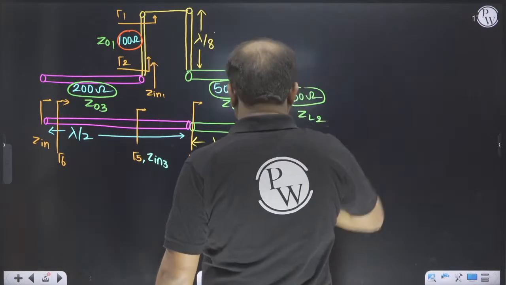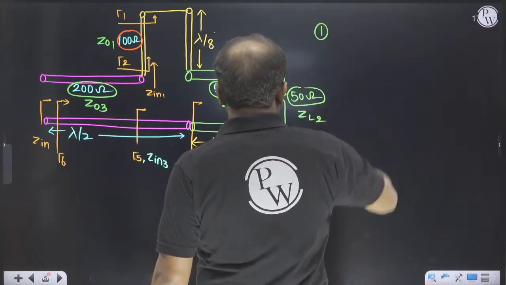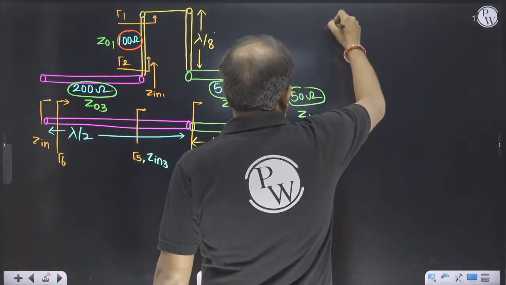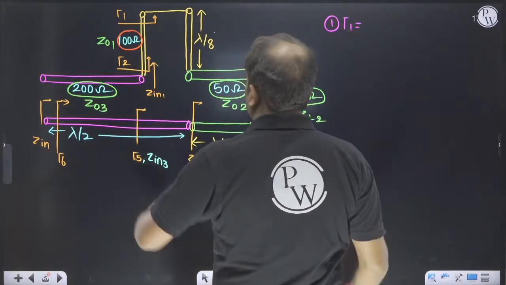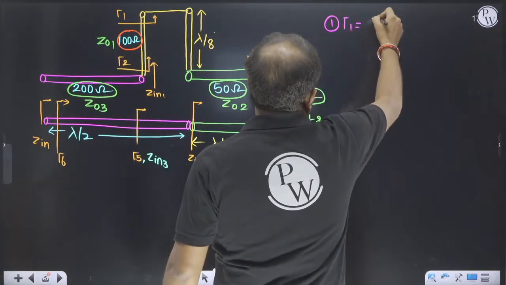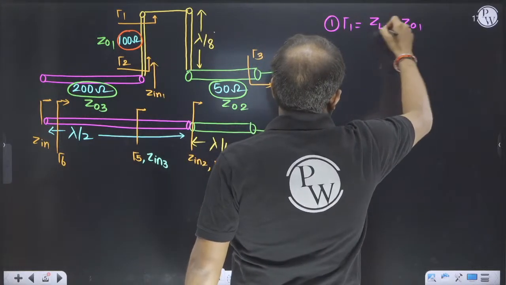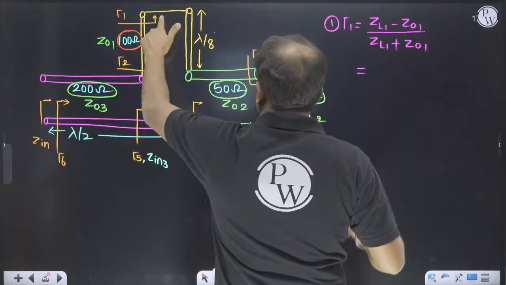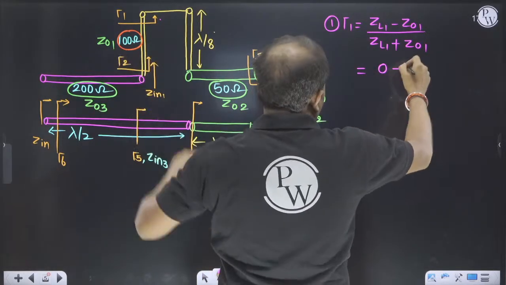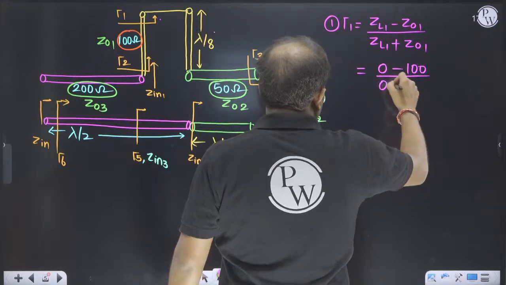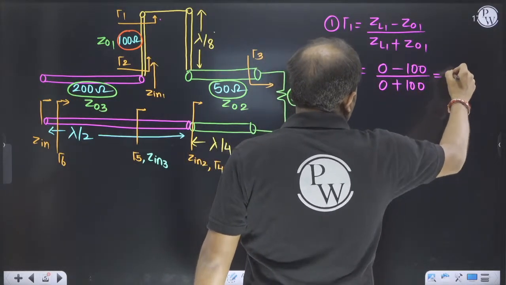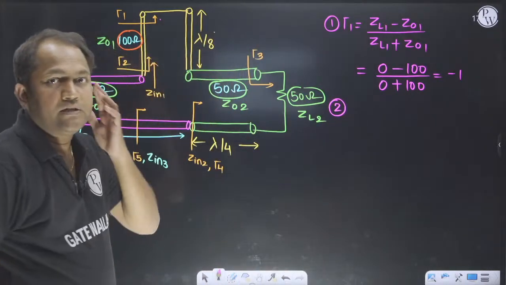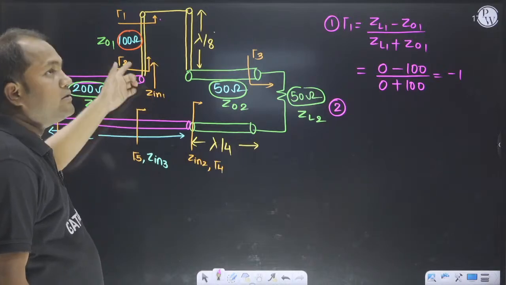So first of all, I will take gamma 1. Gamma 1 is equal to ZL1 minus Z01 divided by ZL1 plus Z01. Here ZL1 is short circuit and Z01 is 100, so it is minus 1. The second one is for Zin1 at this position.